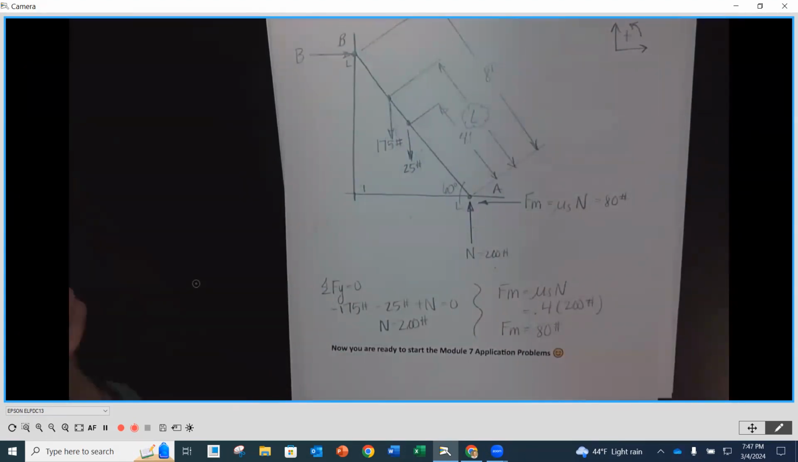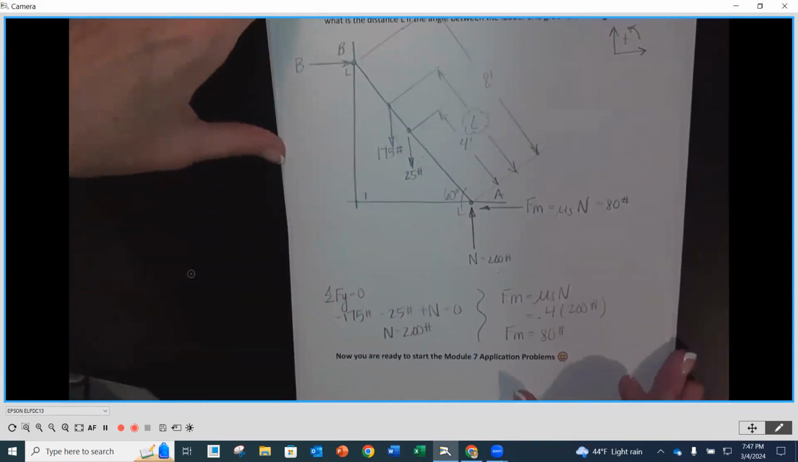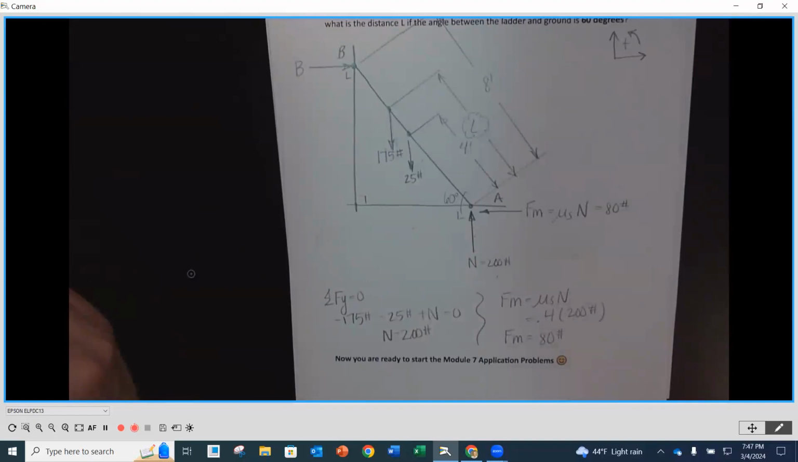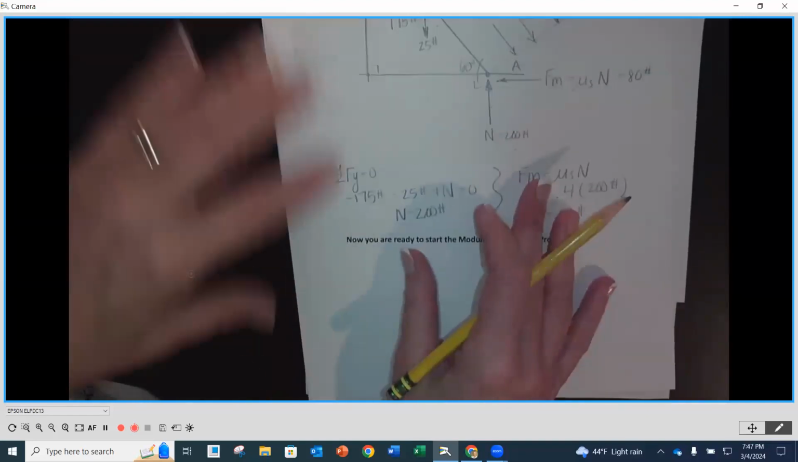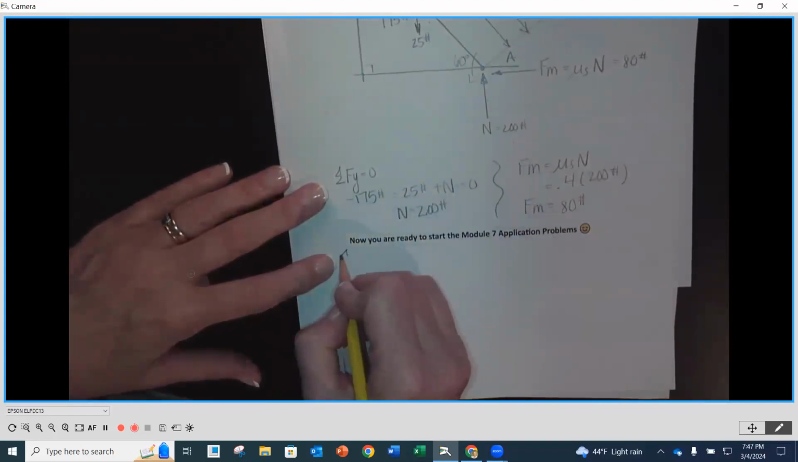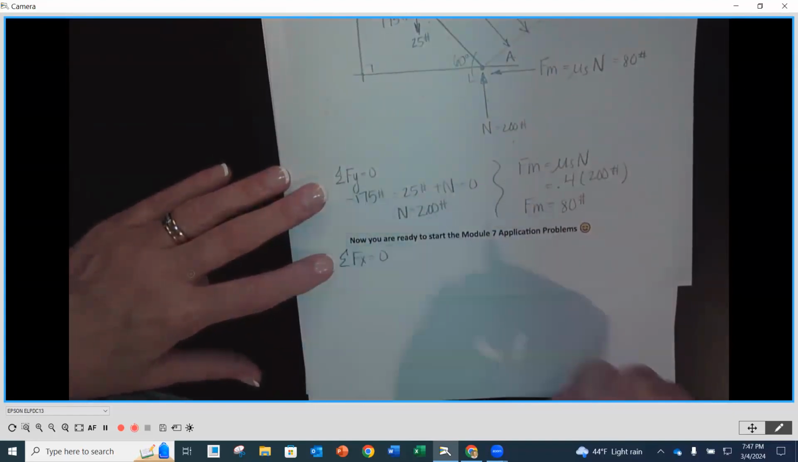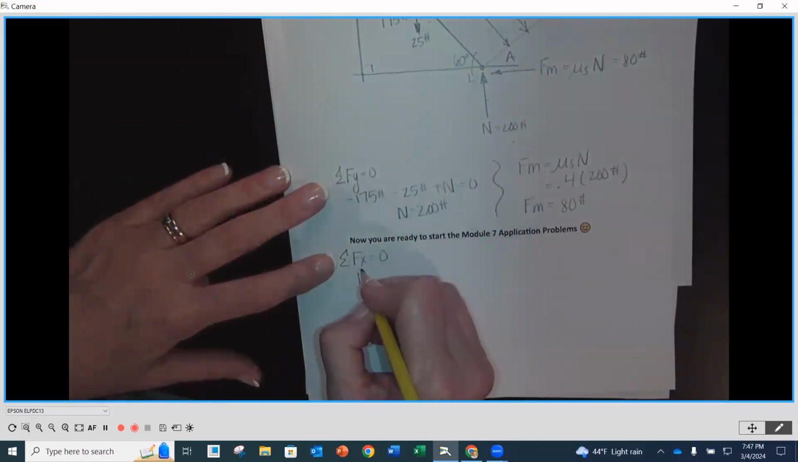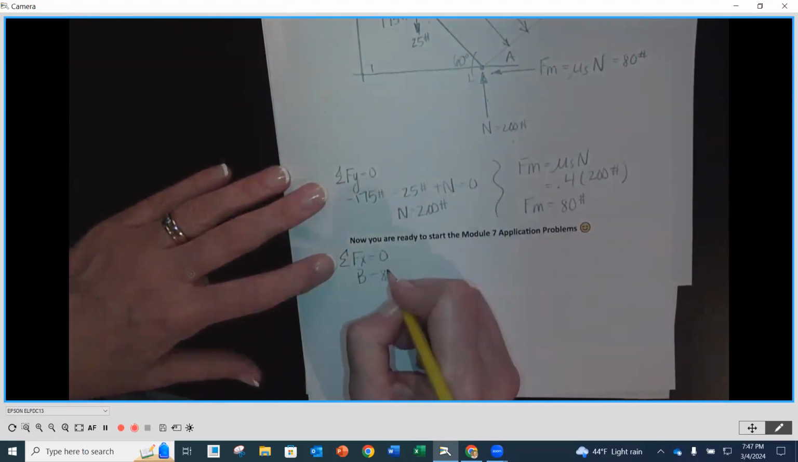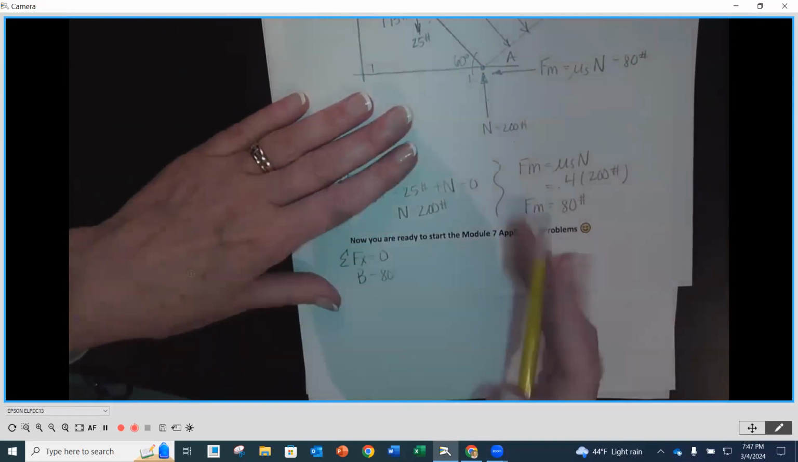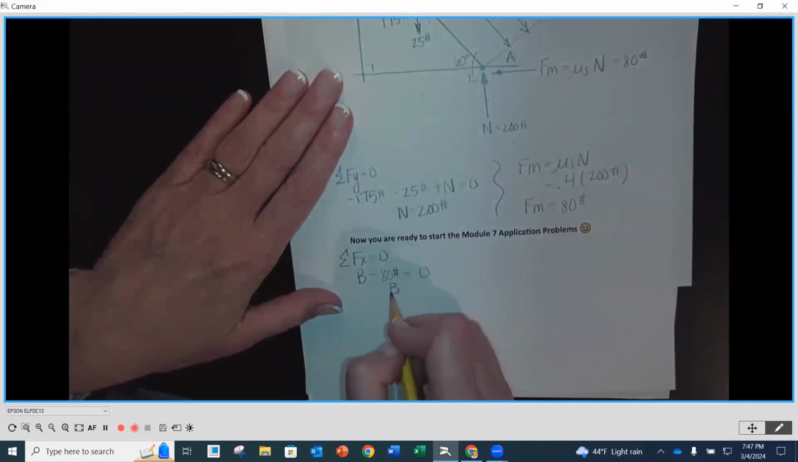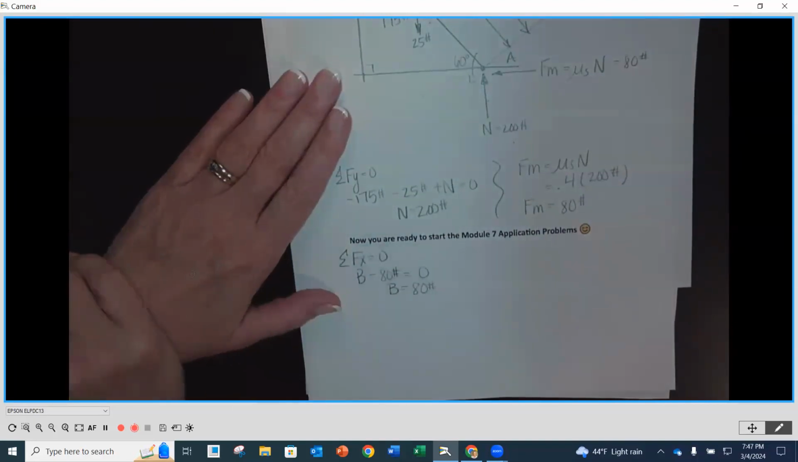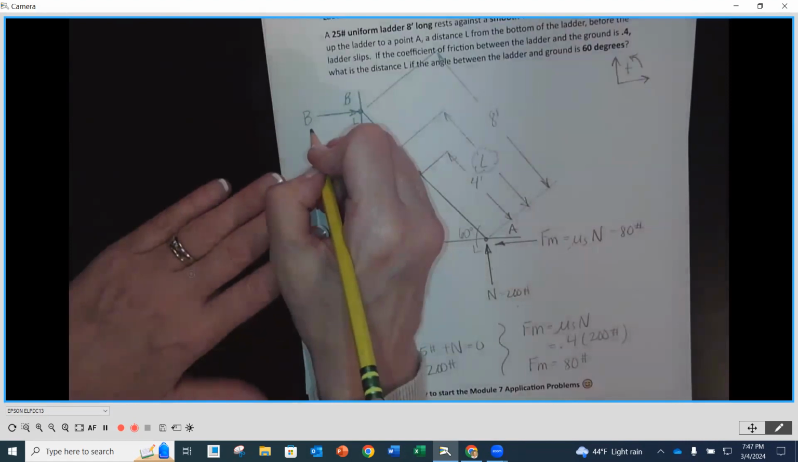Can we calculate B? Yes, we can. Thank you, James, I just saw it in the chat. We sum our forces in the x direction and we can get B. So let's do that. I'm going to go underneath here: sum our forces in the x equals 0. Positive B going to the right minus 80, oops, 80, not 800, for that maximum friction force is equal to 0. Our B is going to be equal to 80 pounds. So we can put that up here as well.